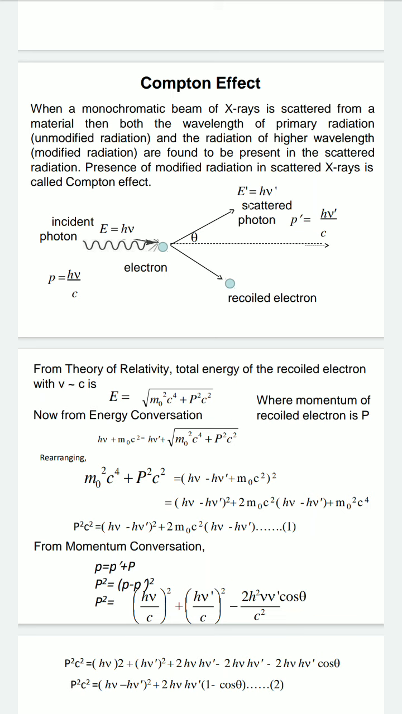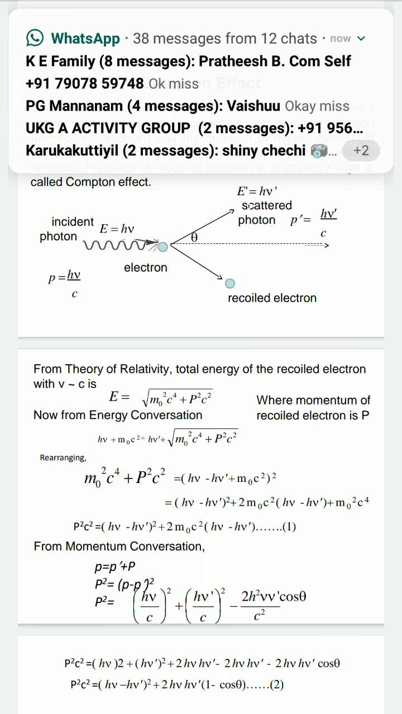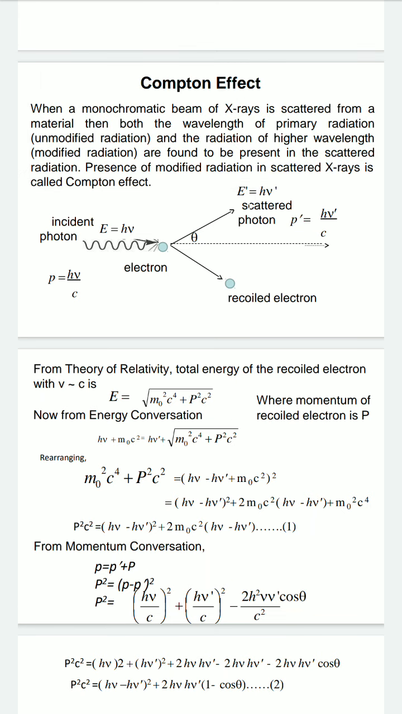Okay, so let us see the diagram. There is an incident photon having an energy h nu incident on an electron, and it gets scattered at an angle theta with the incident direction, and it has an energy h nu dash. The scattered photon has energy E dash equal to h nu dash, and the incident photon has energy h nu. And remember, this incident photon has a momentum also, which is h nu by c.